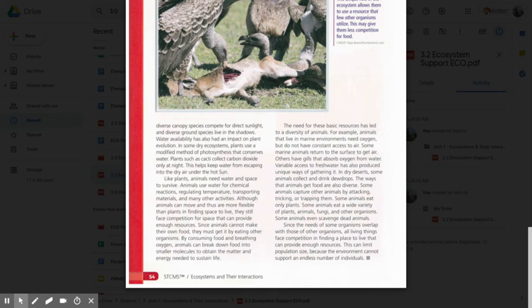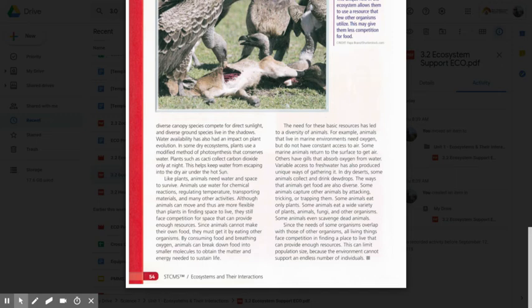Water availability has also had an impact on plant evolution. In some dry ecosystems, plants use a modified method of photosynthesis that conserves water. Plants, such as cacti, collect carbon dioxide only at night. This helps keep water from escaping into the dry air under the hot sun.